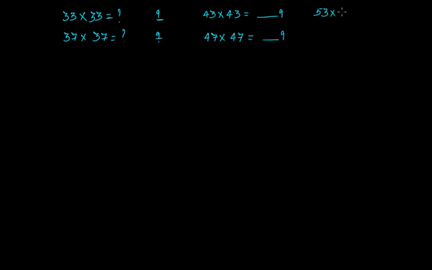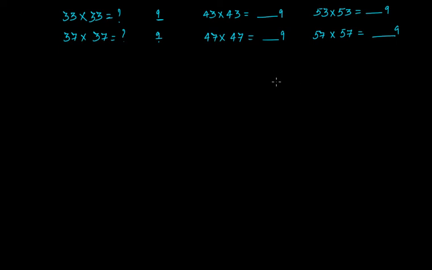Then the other two are 53 times 53, which ends with 9. The next one is 57 times 57, that will end with 9, right? So you can quickly tell what the next perfect squares are. The next one will be 63 times 63 and then 67 times 67.